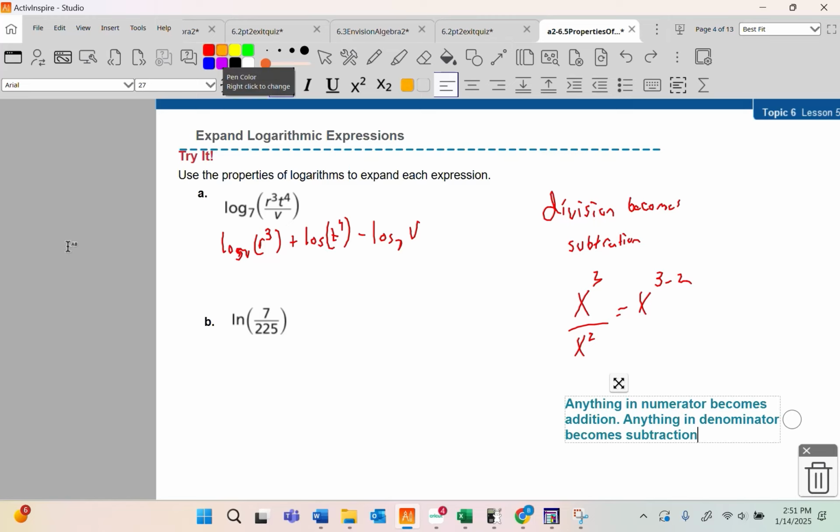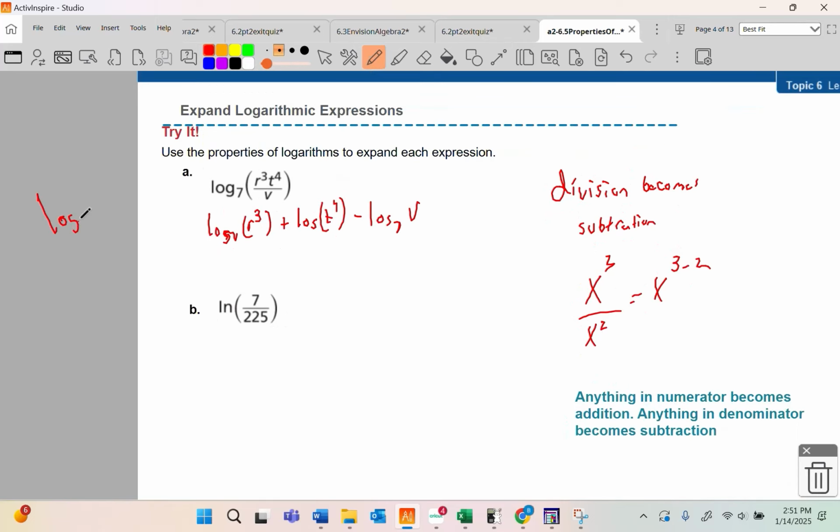Always use that property that talks about r log a, or log of a to the r, becoming r logs of a. So this 3 gets to go out front. That 4 gets to go out front. 3 logs of base 7, argument r, plus 4 logs, and I forgot my little 7 there, didn't I? Base 7 of t and minus log base 7 of v, and v doesn't have anything other than the understood one. All right, and this is about expansion, not pushing the calculator.